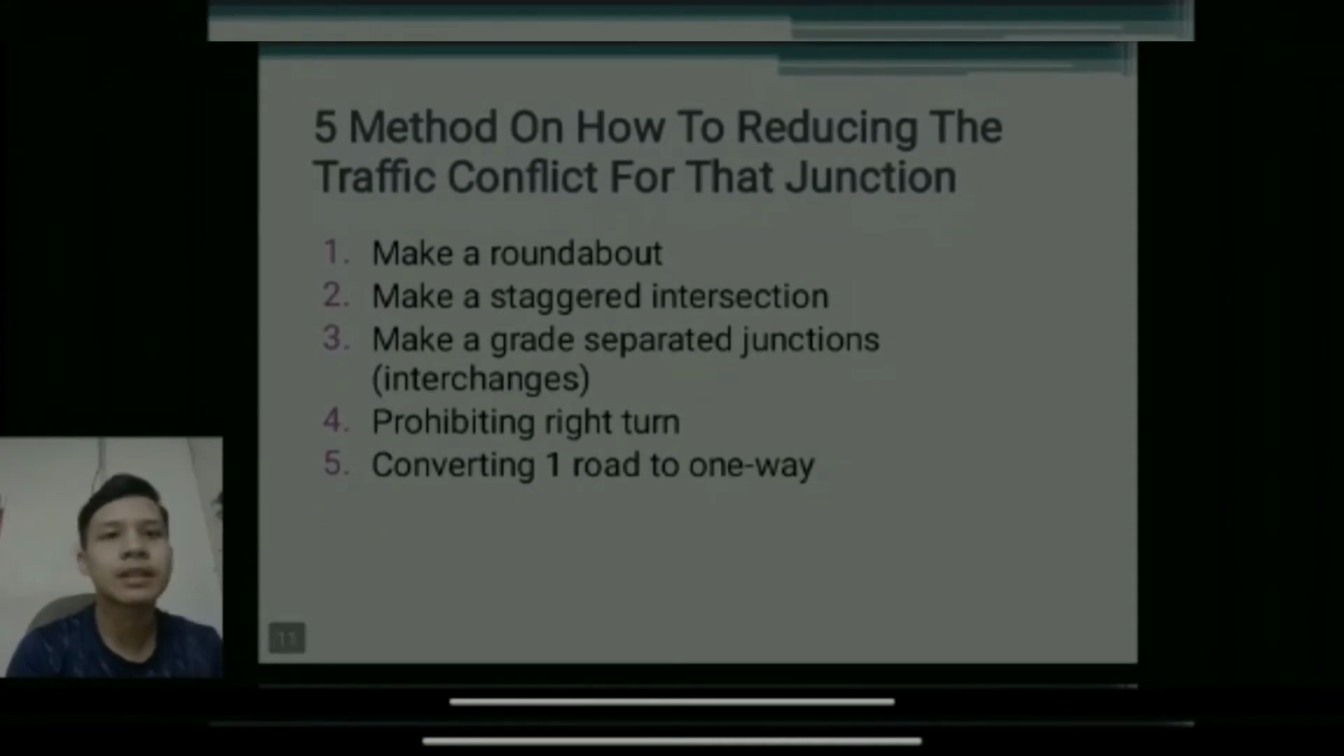These are the 5 methods on how to reduce the traffic conflict for that junction. Firstly, we can make a roundabout. Second, we can make a staggered intersection. Third, we can make a grade separated junction, also known as an interchange. Next, we can prohibit right turns. The last one is converting one road to one way.